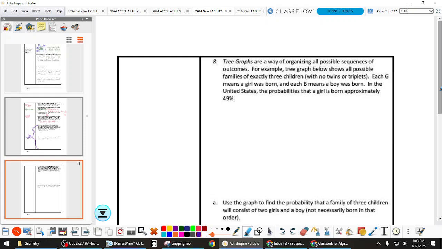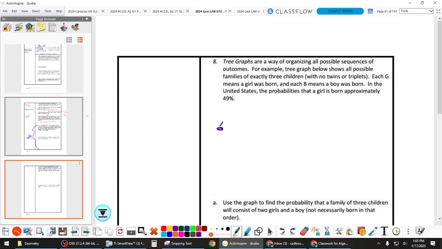So here's what this is saying is create the tree. I'm going to do that with you. It says each G means girl and B means boy for having the gender of a kid, right? When it's born. So in the United States, the probability that a girl is born is approximately 49%. So it's just under half, which does change the number, right? So here's how this will set up, and I want you to do it with me. You can do your tree up. I usually do mine sideways.